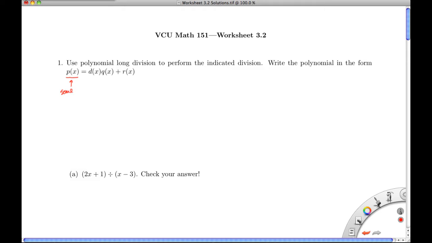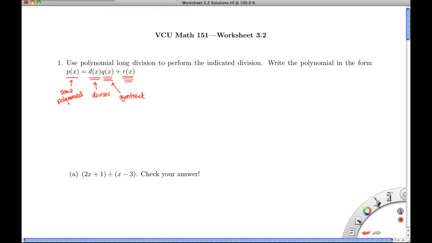So this p of x represents the original polynomial or some polynomial function that we want to break down in some way, shape, or form. We can break it down using long division as a function d of x, which is essentially our divisor, what we're going to be dividing into it, as we'll see with some examples, times this q of x. This q of x represents a quotient. And if you remember, the term quotient refers to the result of dividing some number into another, or in this case a function into another function.